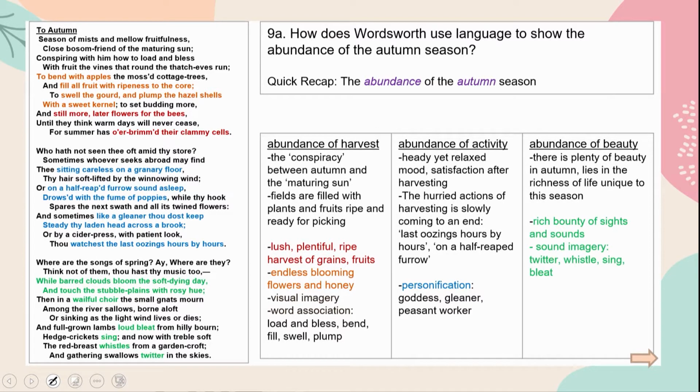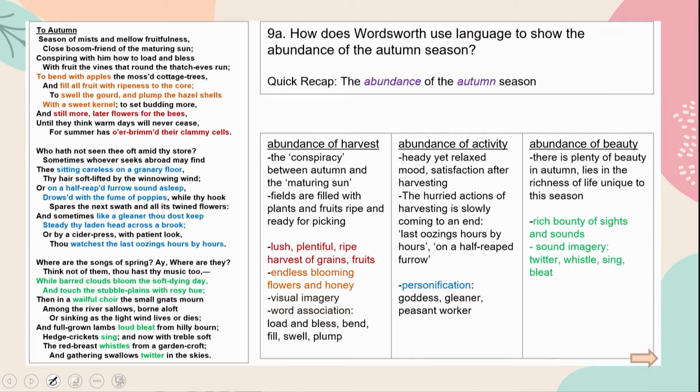And what I've done is I've moved those main ideas into this box here. I'm sure, Hanif, you can see the abundance of the autumn season. What I translated that into would be an abundance of harvest, an abundance of activity, and then an abundance of beauty. That means candidates already know you can't run away from discussing the entire poem.